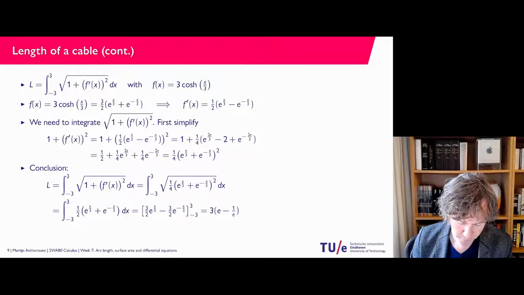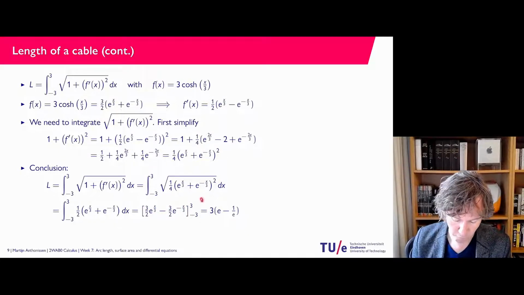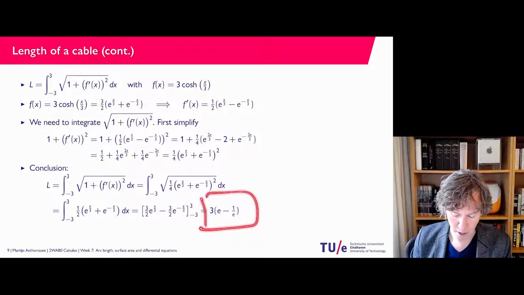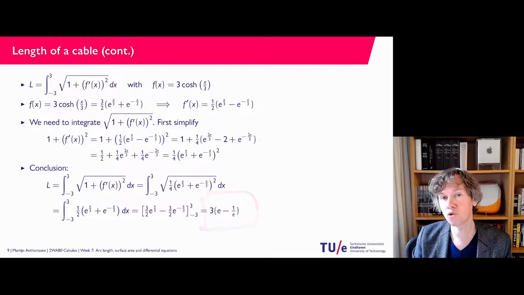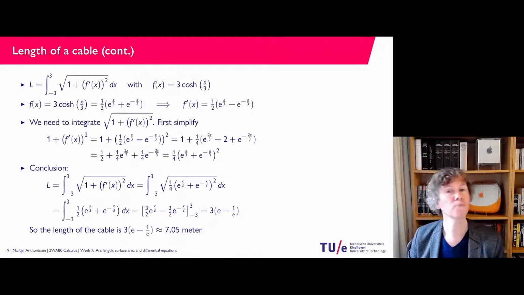So let's do that. Then we have this exponential minus this exponential with these two limits. Plugging them in, that's basic, I'm sure you can do that. You find this expression here. Now, if you recall that e equals something like 2.7, if you punch this into a calculator and you see what the value is, then you will find that the length of the cable is a bit more than 7 meters. So that makes sense, right?